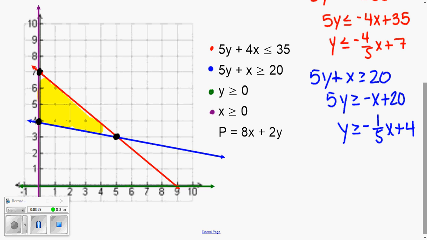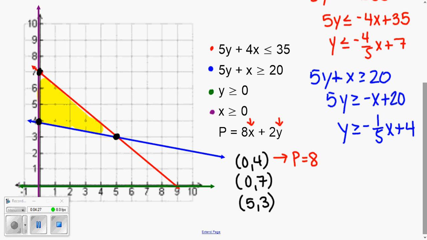Those three ordered pairs, I'll start at the bottom left. That ordered pair is (0, 4). The one above it is (0, 7). And the one on the right is (5, 3). You take each of those ordered pairs and you plug them into the equation that starts with p equals. So I'm going to put all my x values in and all my y values in. When I put in a 0 for x and a 4 in for y, I get p equals 8. When I put in a 0 for x and a 7 for y, I get p equals 14. And when I put in a 5 for x and a 3 for y, I get p equals 46.